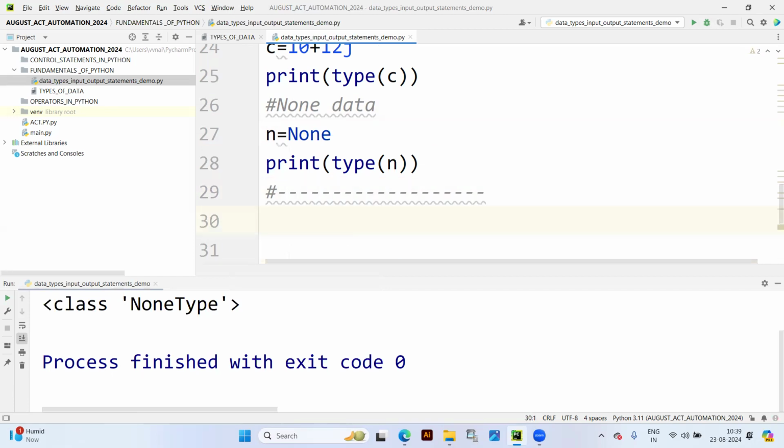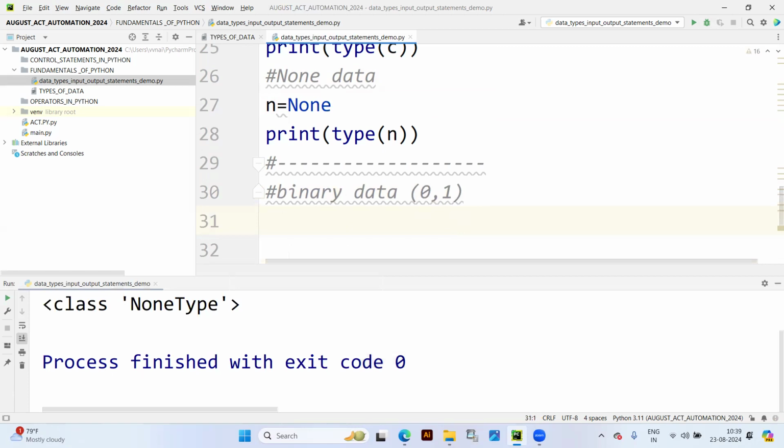And next is binary data. I said, binary data is zeros and ones, where the base is 2. See, there is an ambiguity between decimal data and binary data. In decimal data also there is a range of values from 0 to 9. In binary data also there are values from 0 to 1.